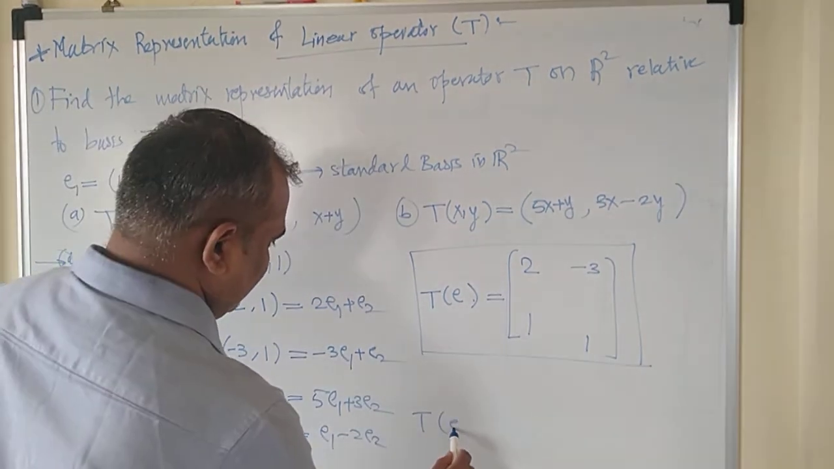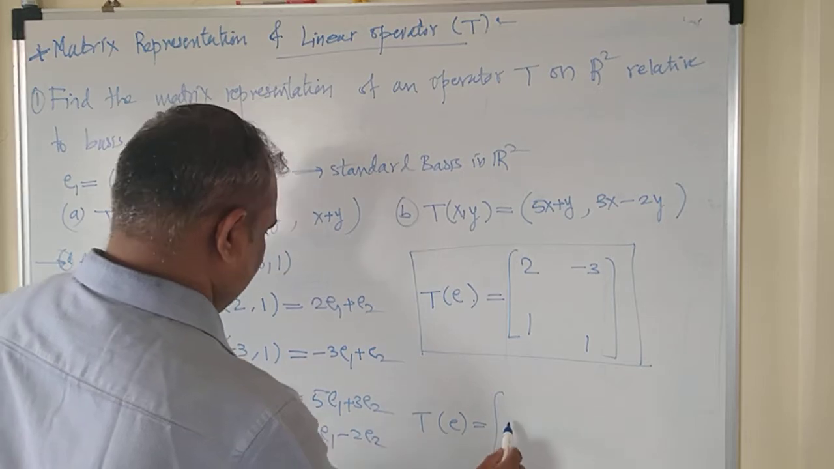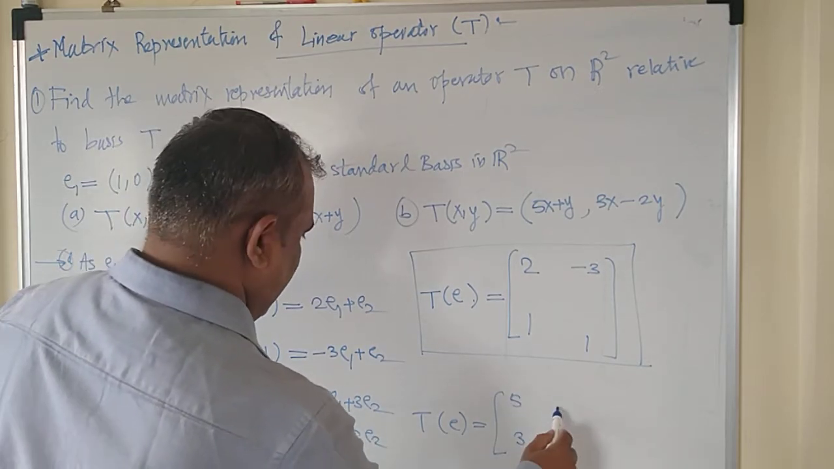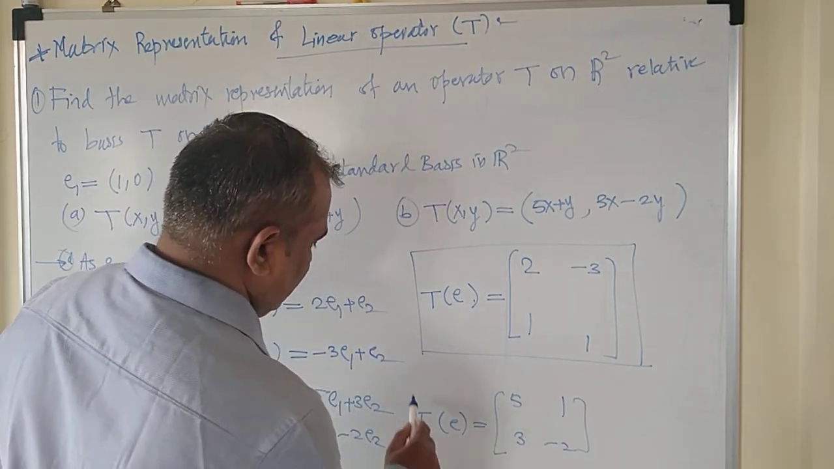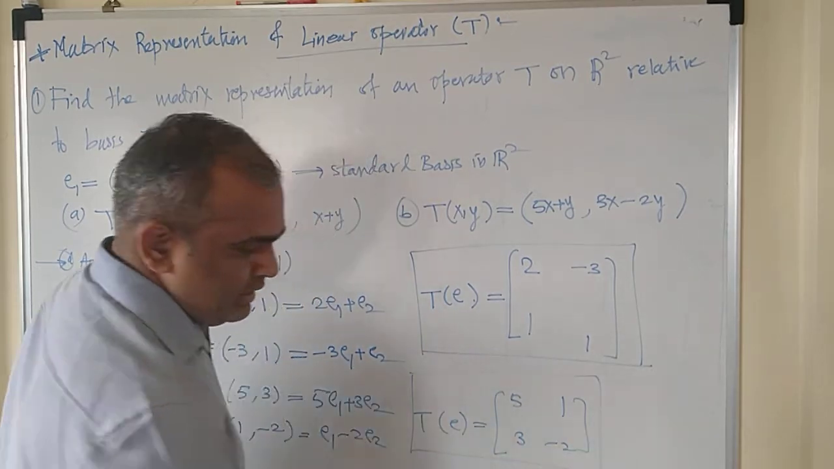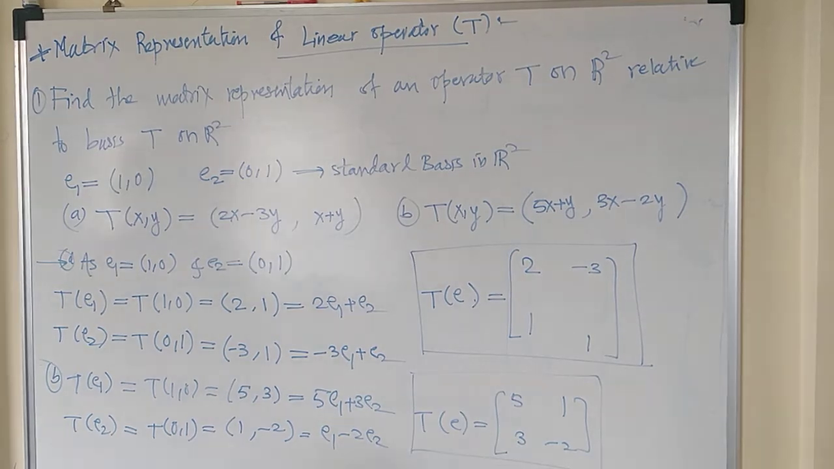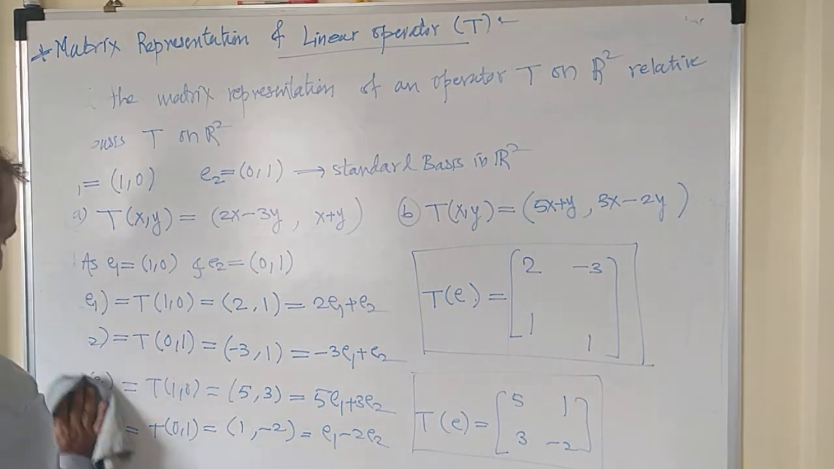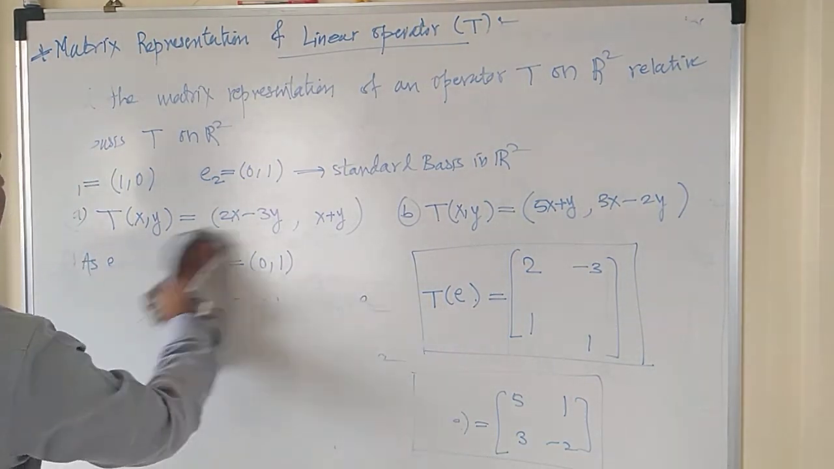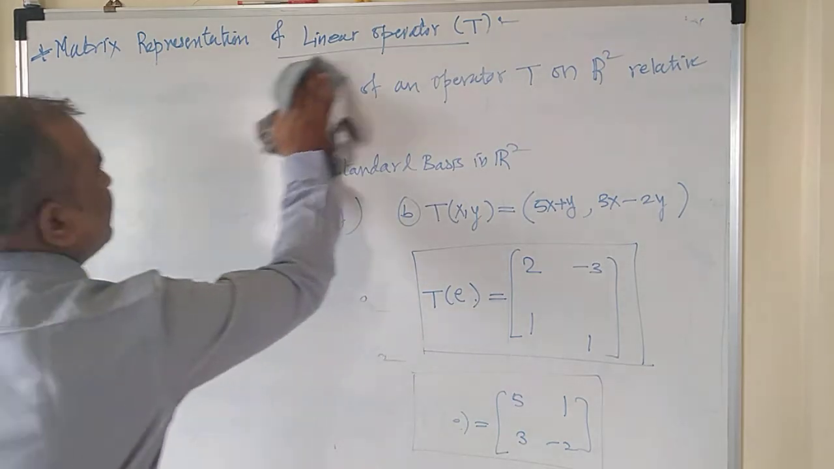Now what will be the matrix? TE is equal to 5 3 and 1 minus 2. So this is the relation, or this is the answer for the second case, right? Now homework problems for you, based on the matrix representation.